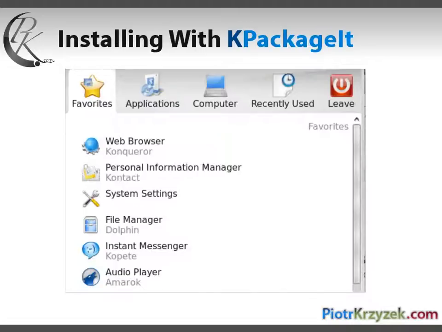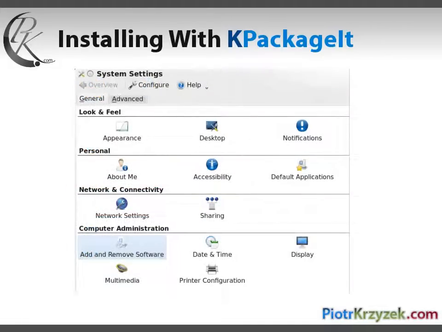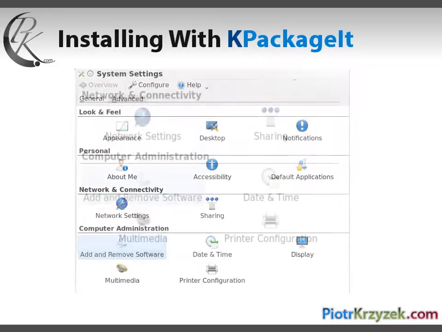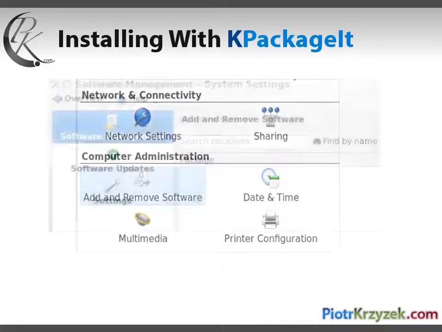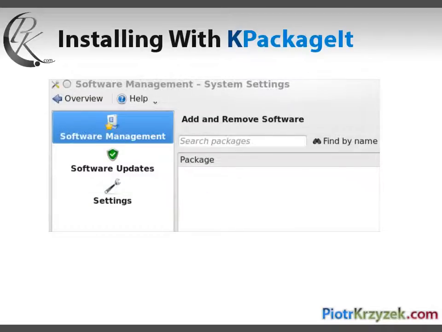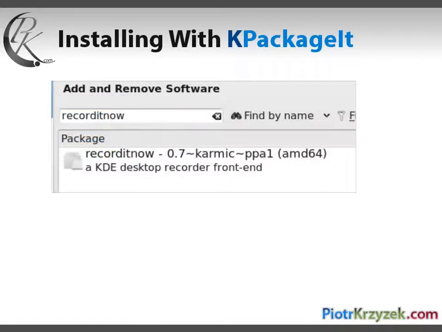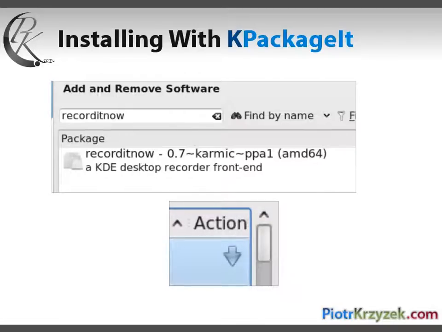With KPackageKit, it's pretty easy. All you have to do is open up your kmenu, then go to your system settings. In your system settings, under computer administration, you have to click add and remove programs, or software, sorry. There, it'll open the software management application. From there, all you have to do is just enter RecordItNow in that little search box, press enter, or click find by name, and RecordItNow will be found. And then all you do is click the little arrow on the right side. It'll turn blue, and then click apply on the bottom, enter the administrative password, and it will install by itself, no problem.